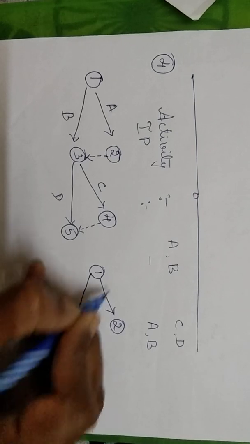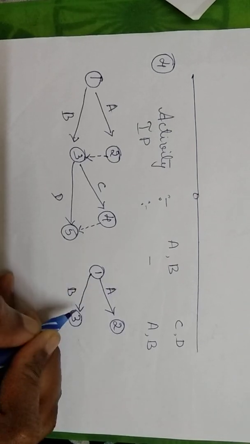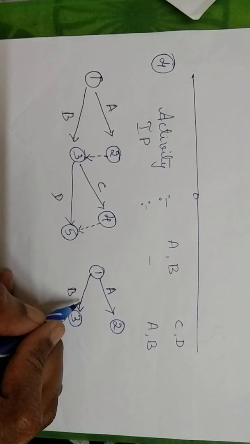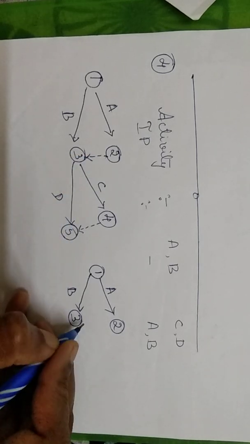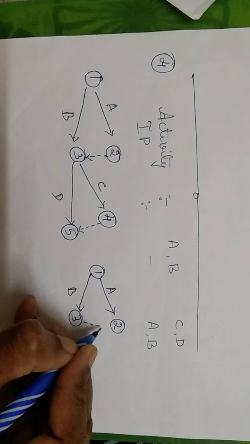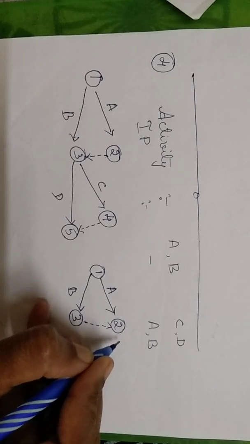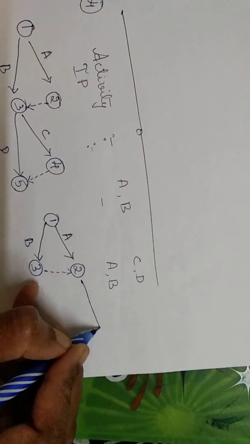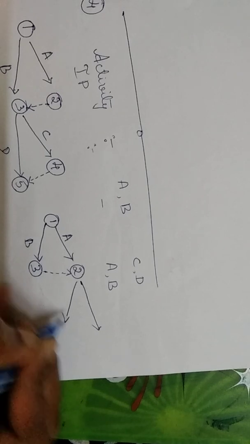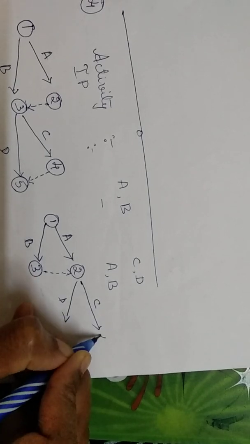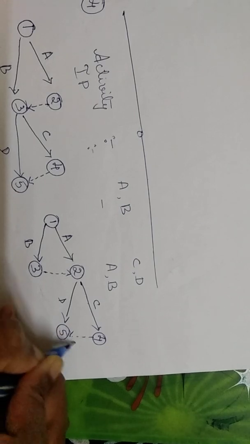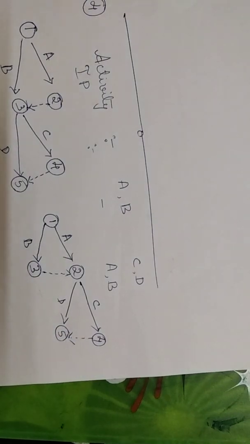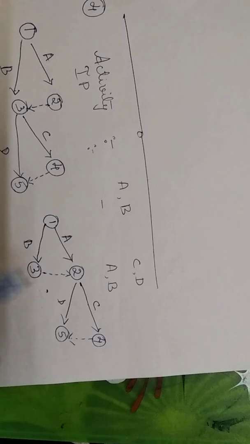So here A and B are the starting points. Previously I had drawn a dummy line from 2 to 3. Now I can draw from 3 to 2. You write it down like this and you complete the loop with the dummy lines. So it can be drawn in these two ways.